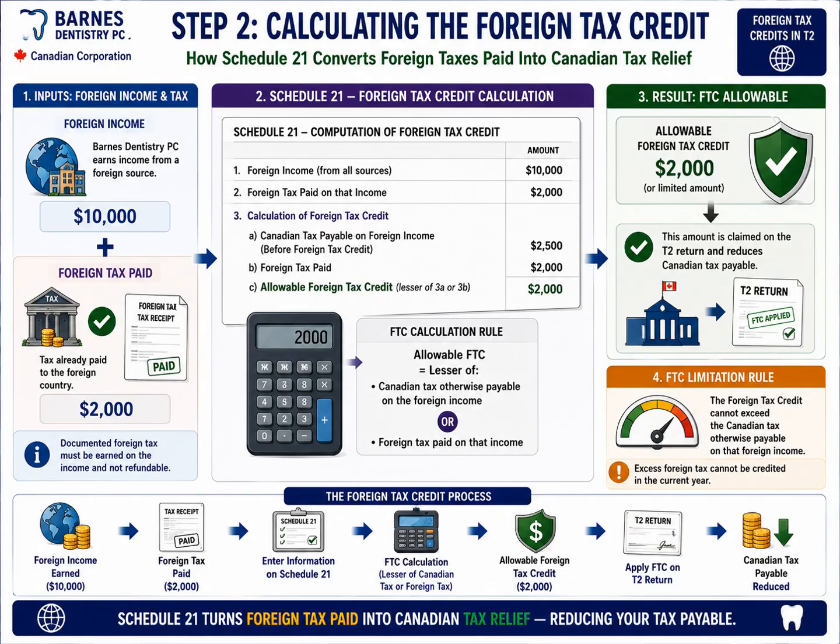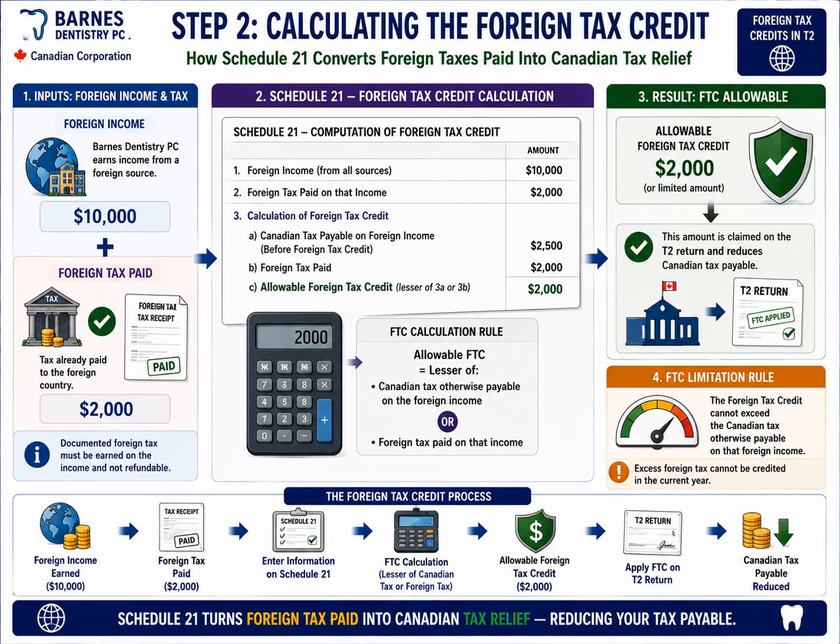Now look at the right side of the slide. The allowable foreign tax credit is shown as $2,000. This credit is claimed on the corporation's T2 return. The result is a reduction in Canadian tax payable.